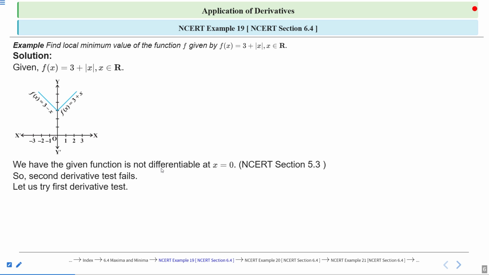Let us try the first derivative test. As f(x) is not differentiable at x = 0, we cannot apply the second derivative test at x = 0. So let us try the first derivative test. Since f(x) is not differentiable at x = 0, 0 is the critical point of f. We can say that easily. Clear?